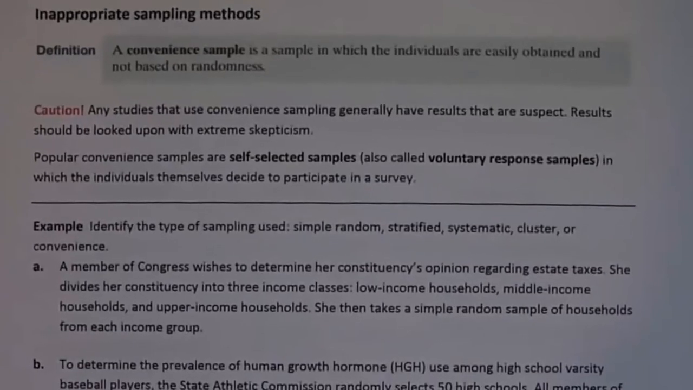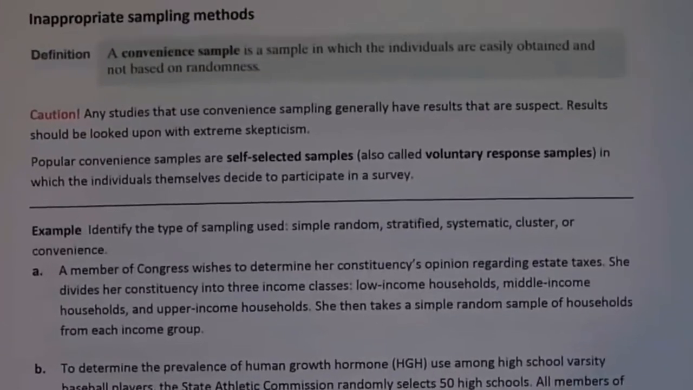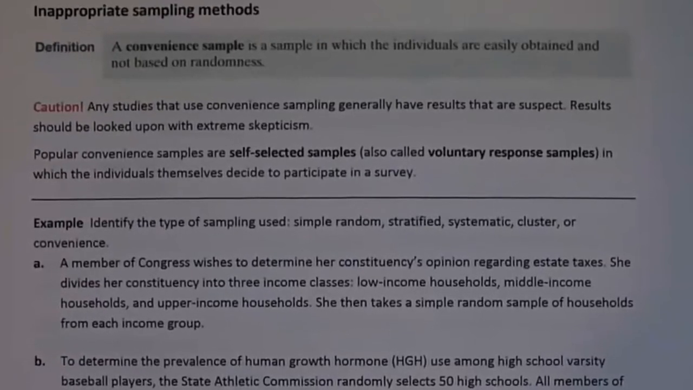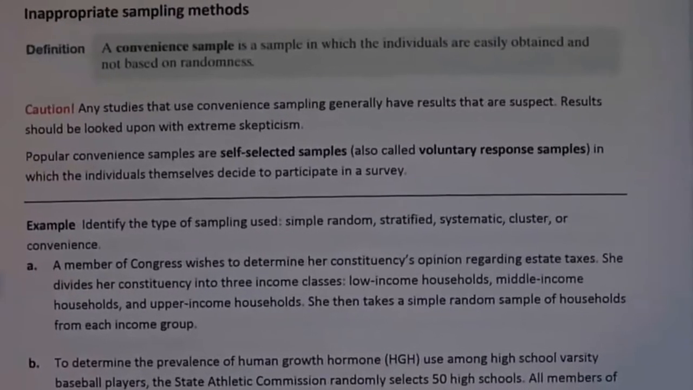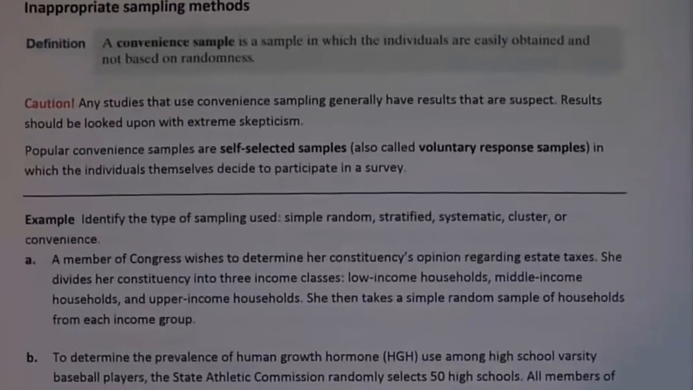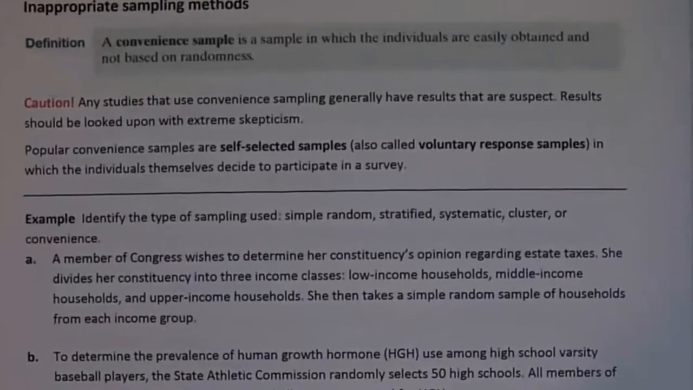Inappropriate sampling methods. If a sampling method does not involve randomness, then it is not an appropriate sampling method. If we are just picking individuals for our sample without using any kind of randomness, then we have an inappropriate sampling method. Usually these are called convenience samples. A convenience sample is a sample in which the individuals are easily obtained and not based on randomness. So that's our definition here.